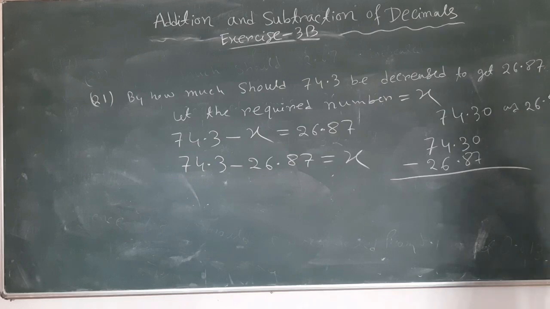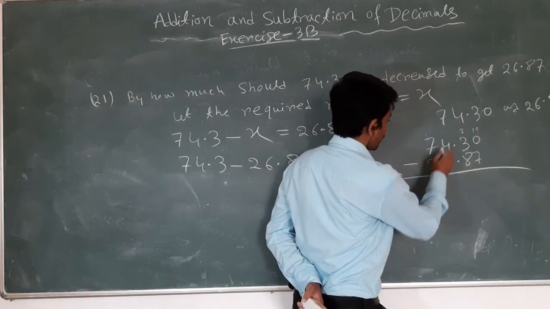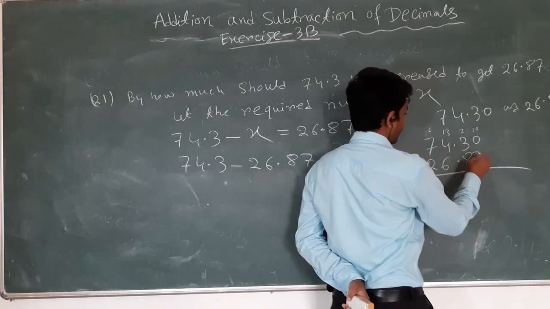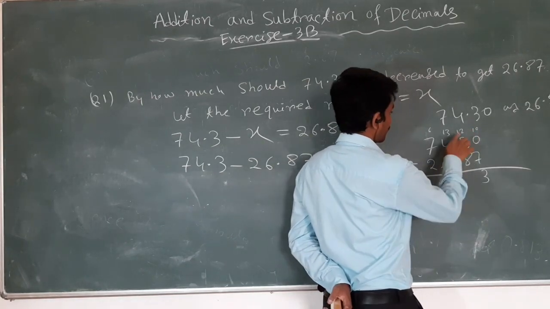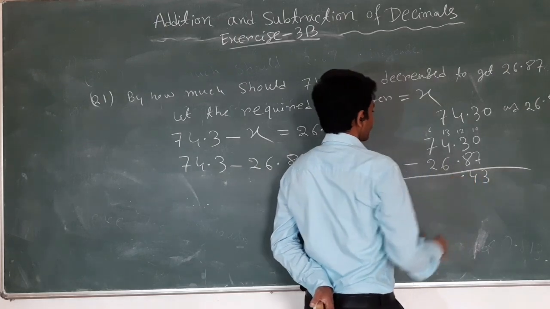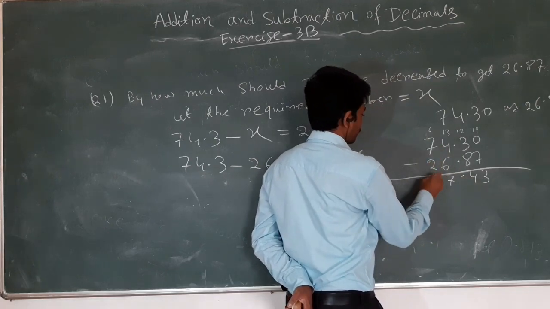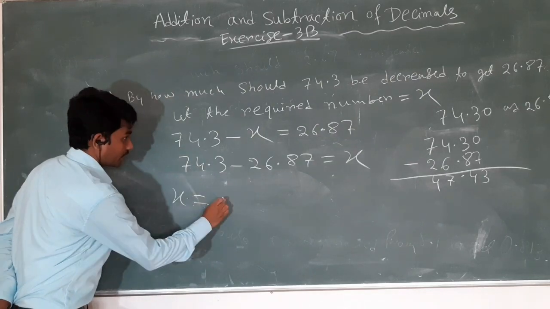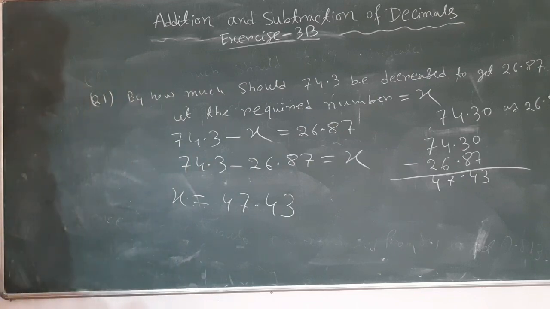Now we subtract as we do in the case of whole numbers. So 10 minus 7, 3, 12 minus 8, 4, 30 minus 6, 7, and 6 minus 2, 4. So the answer will be x equal to 47.43. So the required number will be 47.43.